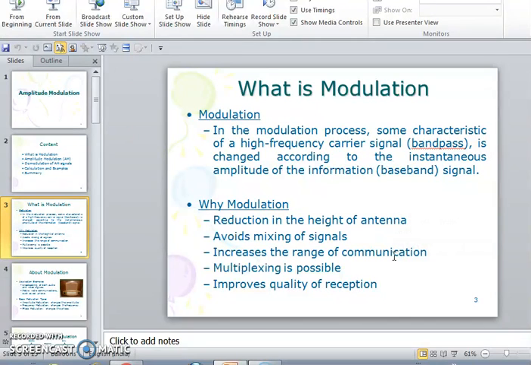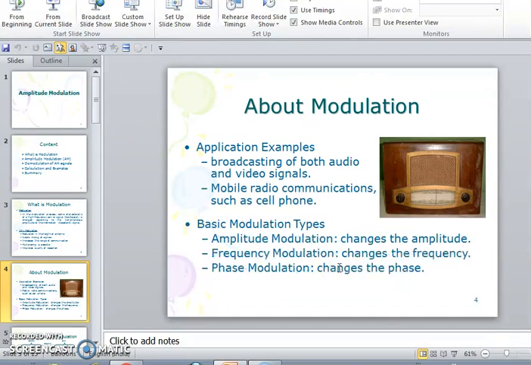Multiplexing is also possible. Multiplexing is nothing but allowing the same channel to be used by many signals, or different frequency signals can be transmitted at the same time. The other one is improved quality of reception. With FM and digital communication techniques such as PCM, pulse code modulation, the effect of noise is reduced to a great extent. Like this, there are many advantages with modulation.